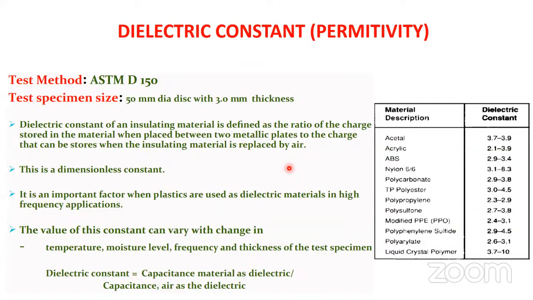Dielectric constant of an insulating material is defined as the ratio of the charge stored in the material when placed between two metallic plates to the charge that can be stored when the insulating material is replaced by air. It is the capacity of your polymeric material to store electrical charge in it. Dielectric constants of various polymeric materials have been presented in this table.